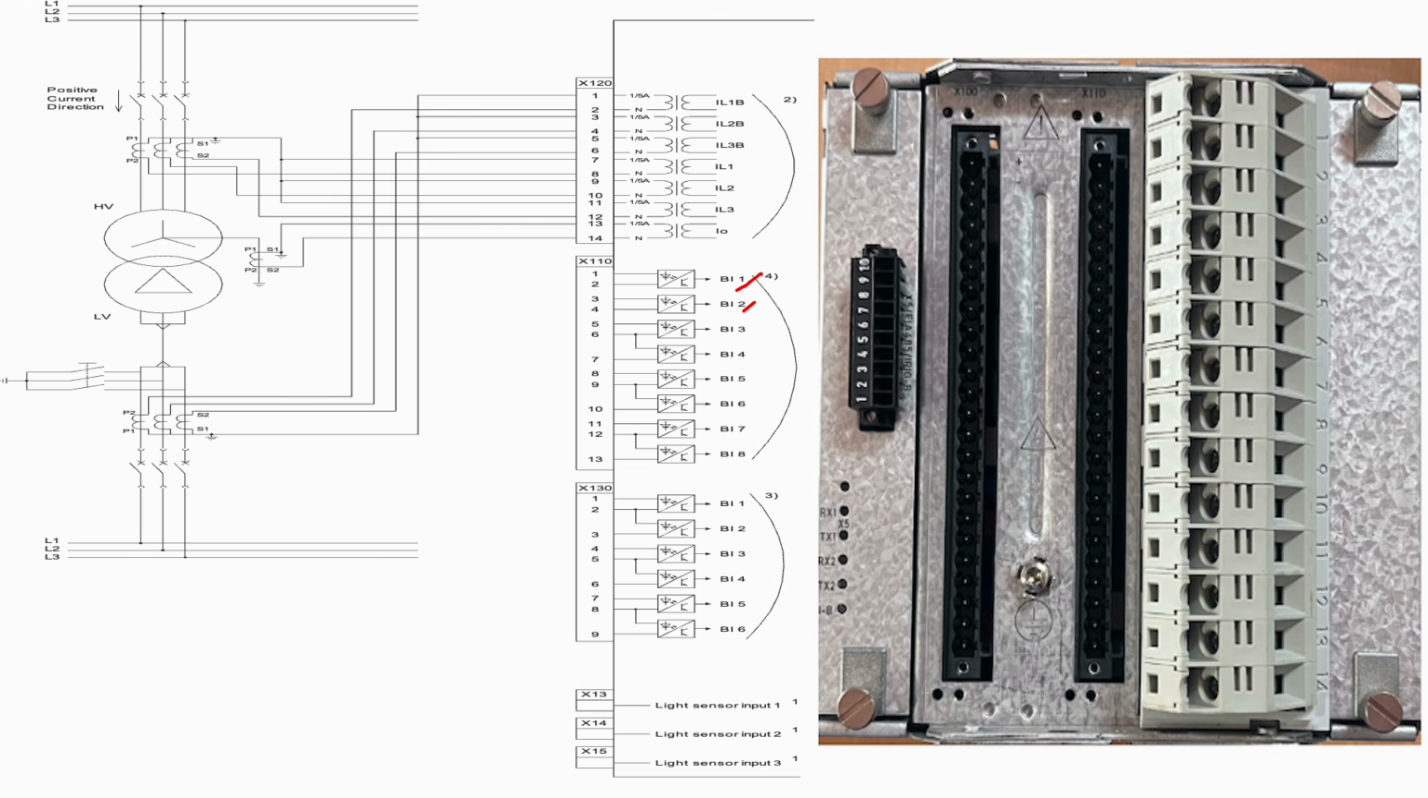Like in a transformer, we have a Buchholz relay, right? We have a PRV. We have OSR. We have OTI, WTI. This protection relay, this auxiliary protection relay will operate, and we don't get a time.